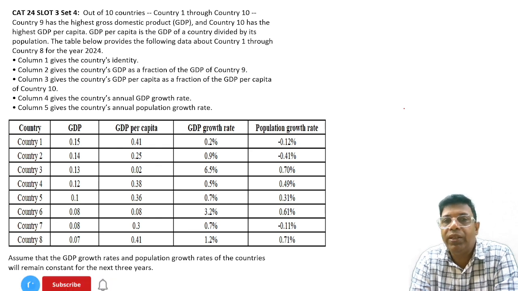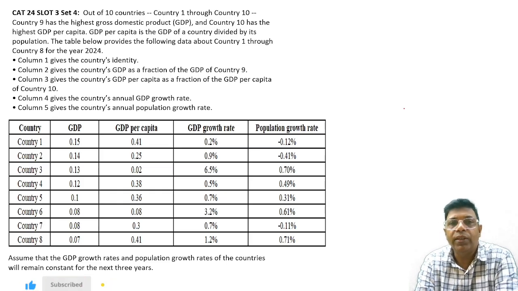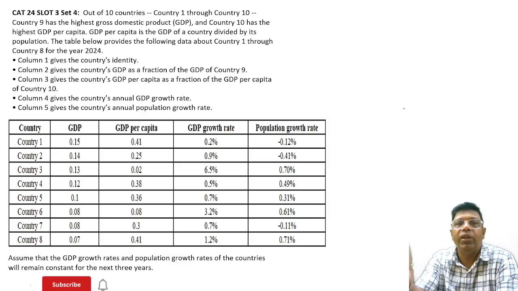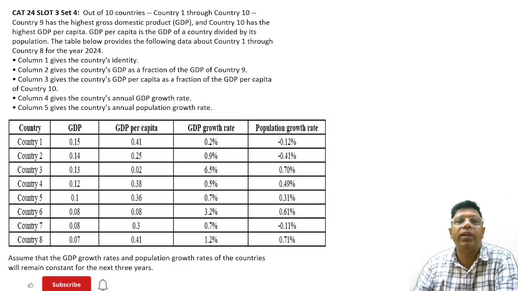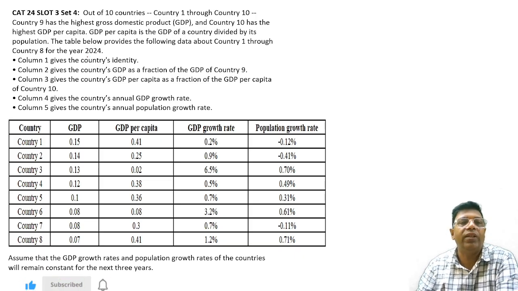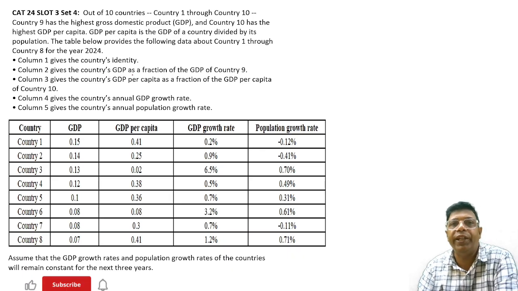The table below provides the following data about country 1 through country 8 for the year 2024. So I think the data provided is from country 1 to country 8. Now let's understand what data has been provided to us. Column 1 gives the country's identity, so you can say C1, C2, C3 till C8. Column 2 gives the country's GDP as a fraction of the GDP of country 9.